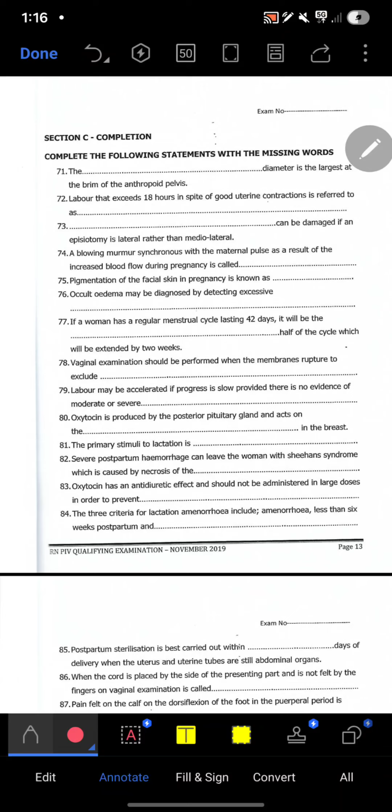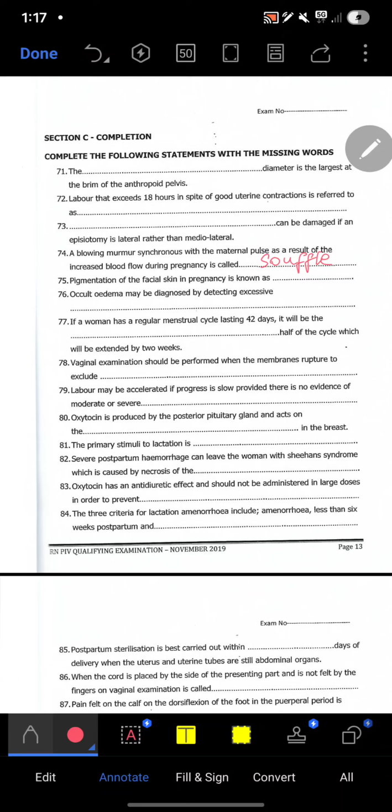74, a blowing murmur synchronous with the maternal pulse as a result of increased blood flow during pregnancy is called, the correct answer is uterine souffle. So souffle with this spelling. 75, pigmentation of the facial skin in pregnancy is known as chloasma or cloasma. 76, occult edema may be diagnosed by detecting excessive. The correct answer is weight gain.